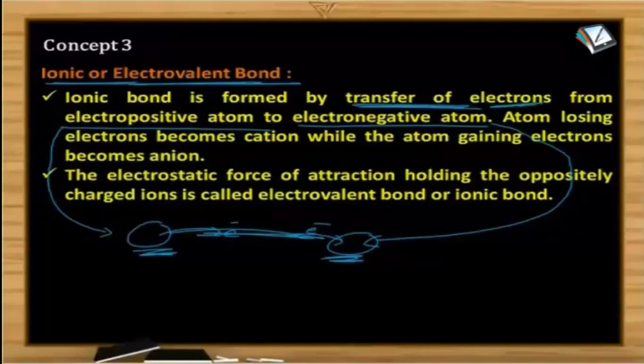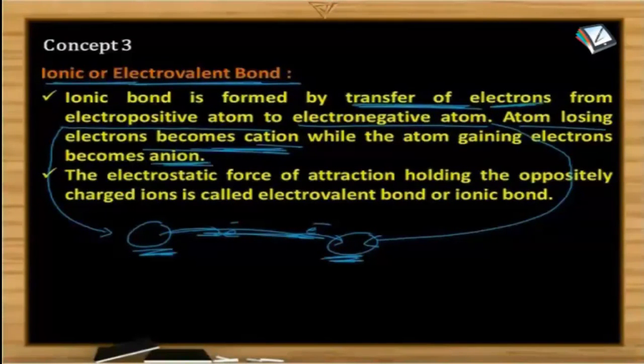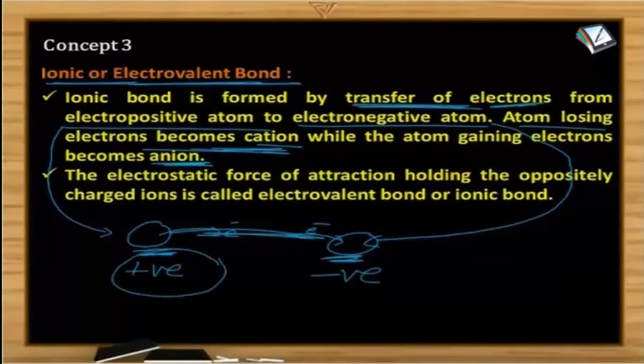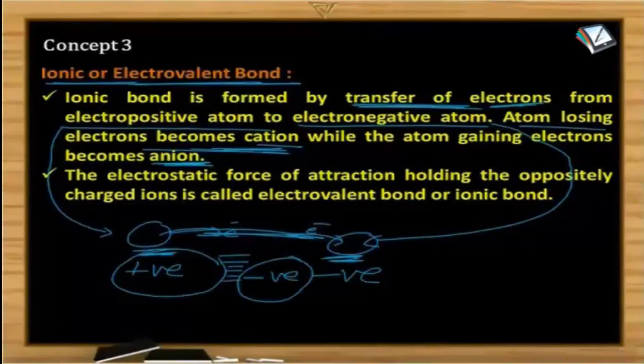Then what is happening along with that? The atom losing electrons becomes a positive ion, that is cation, while the other atom gaining the electrons becomes the anion, that is the negative ion. So after the electron transfer, the atom which loses the electron becomes a positive ion, and the other one which accepts the electron becomes a negative ion. So whenever we have oppositely charged ions, definitely what will happen? They are attracted by each other, and that is nothing but ionic bond.